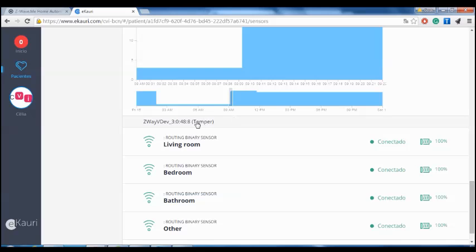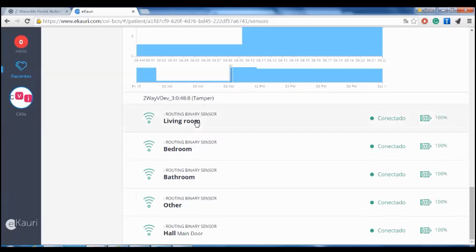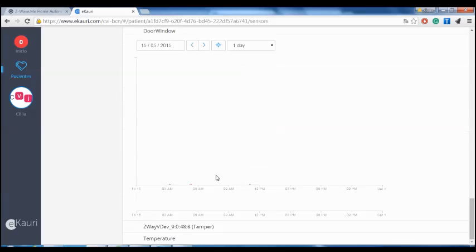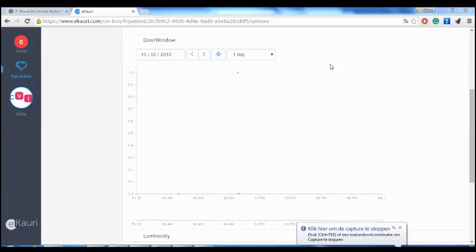The temper button, this graphic is not important to look at, and what is important to look at is the main door. We go to the hall main door, and this one has a special functionality, door window. And this is a very important functionality, because depending on if the door is open or closed, the system of Ecanri says that the person is inside or outside the house.